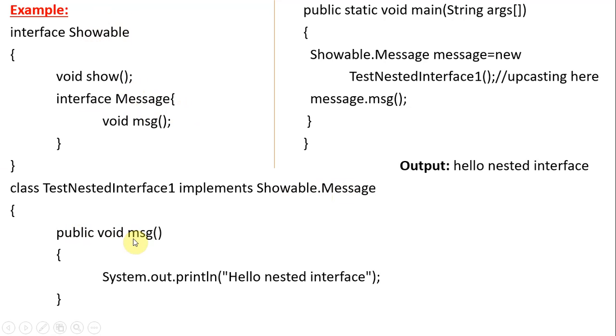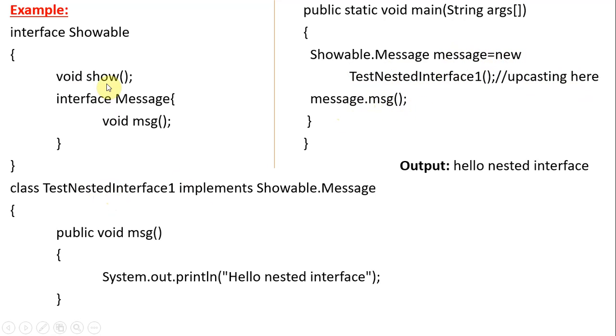Okay, so public void message is nothing but the message method we are trying to implement. After that, the main method. While creating the object, we are using the same syntax: Showable.Message. That means we are creating a reference variable of the Message interface, and creating an object for the class. That object is assigned to the reference variable of the interface. So that is nothing but upcasting here. Okay, so by the reference we can access the message.